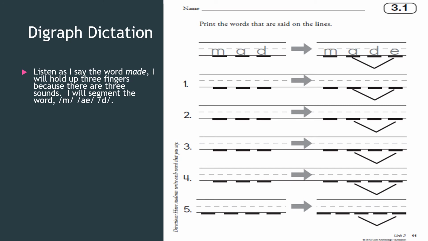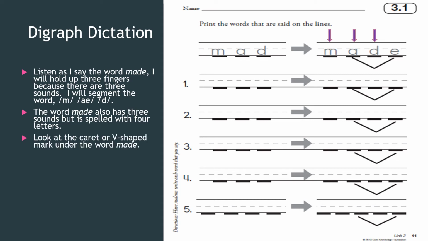Listen as I say the word made. I will hold up 3 fingers because there are 3 sounds in the word made. Let's segment that word. M, A, D. The word made also has 3 sounds, but it's spelled with 4 letters. Here comes our magic E. Don't forget to add it to the end when you're writing numbers 1 through 5.